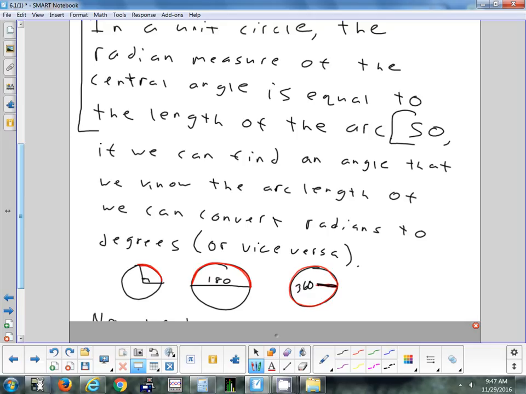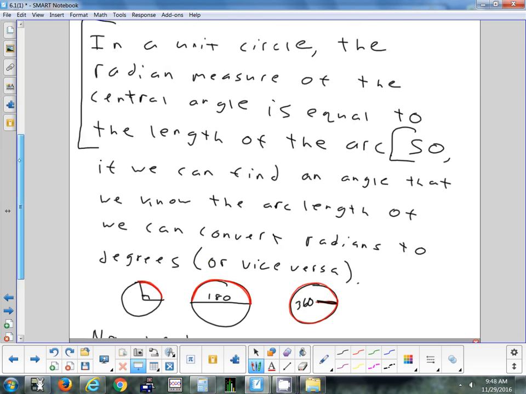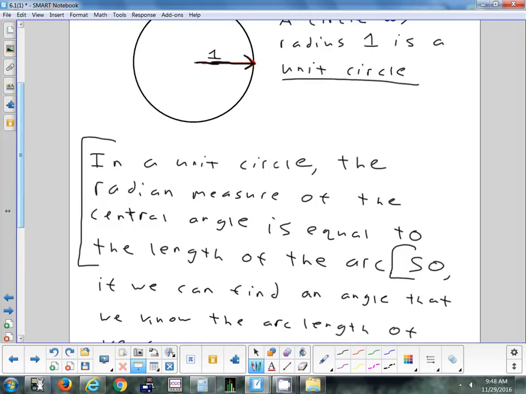So now, if we know what the circumference of the unit circle is, we just said that the size of the arc is equal to the angle. So if you can tell me how big the arc is, that's how big the angle is in radians. All we have to know is the formula for the size of an arc that goes all the way around a circle, or the circumference. So what's the formula for circumference of a circle?